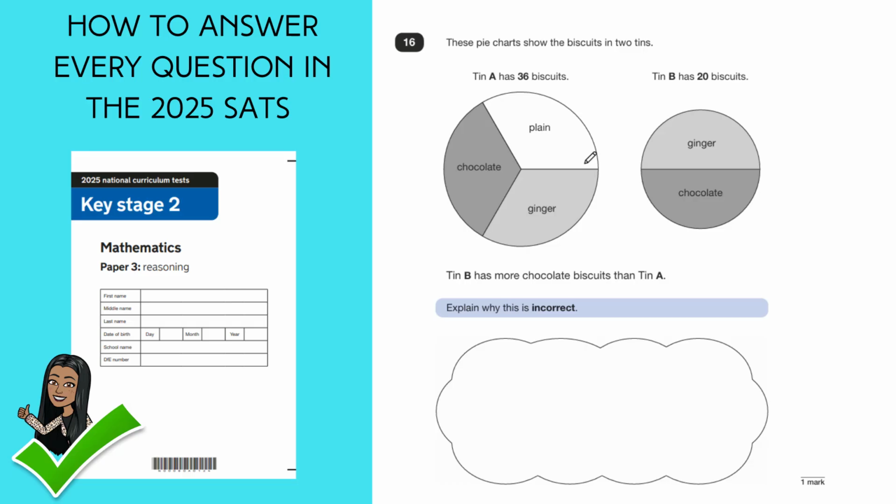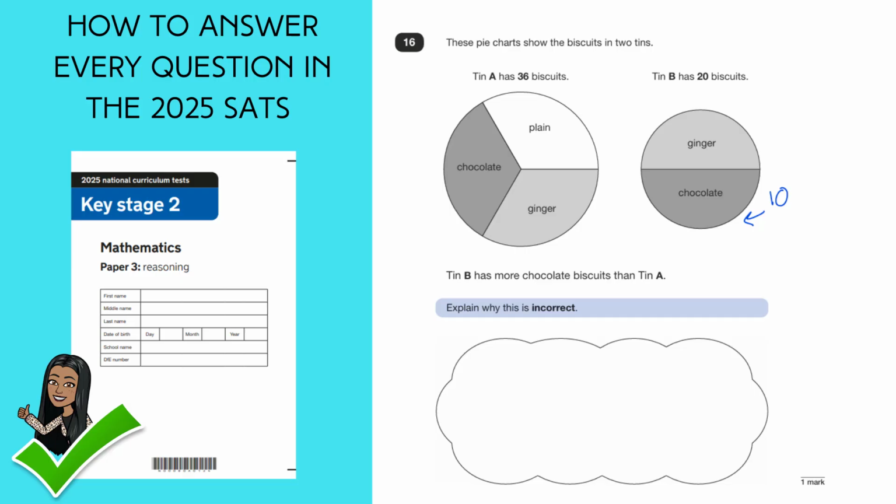If you look at the size of the section where chocolate is in tin B, you'll see it's half of the circle, but in tin A it's less than half, so you might be tempted to think that tin B has more chocolate because it's a bigger section, but we need to look at what the total is. So what you would do, because you want to show it's incorrect, is to actually calculate. So here you can see that chocolate is half of that tin B, which is 20 biscuits. So we know that there are 10 chocolates in this tin.